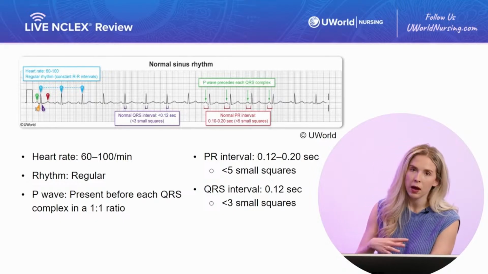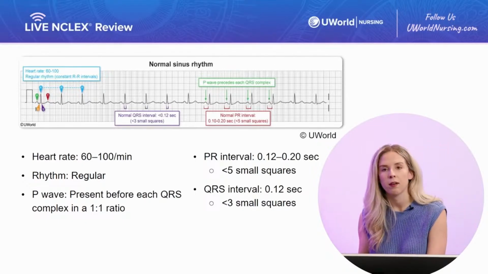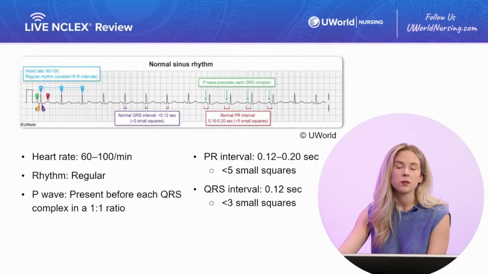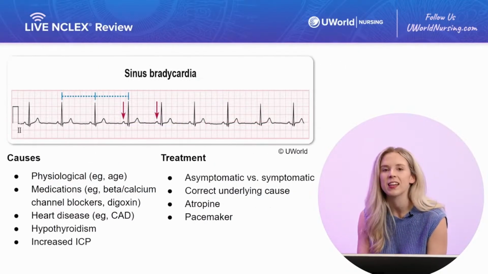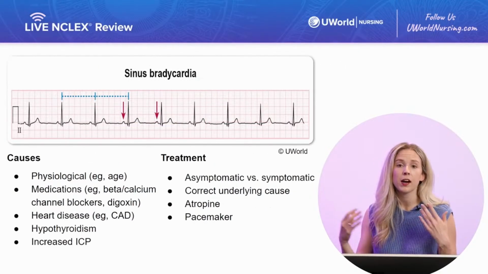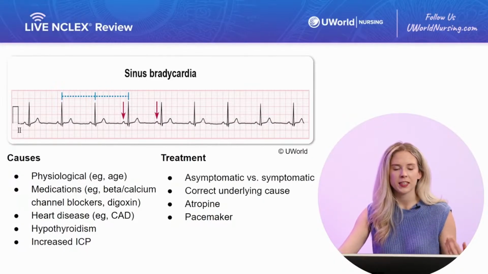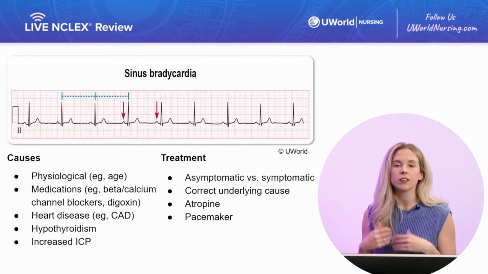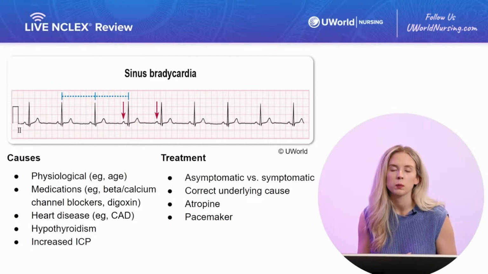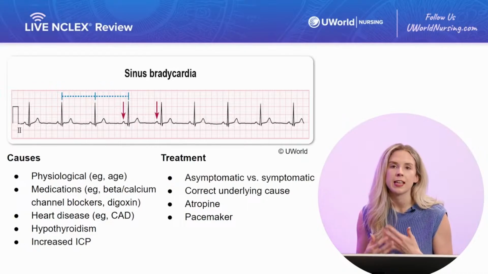Alrighty, and anything below that would be bradycardia, anything above that would be tachycardia. So speaking of that, let's go ahead and pull up our bradycardia image. So sinus bradycardia, this is going to be our first dysrhythmia. We're going to start out on the simple side, so we'll check in with sinus bradycardia, and this largely is going to look exactly like that normal sinus rhythm. The only difference is that it's slower.